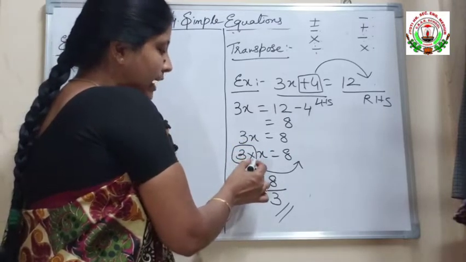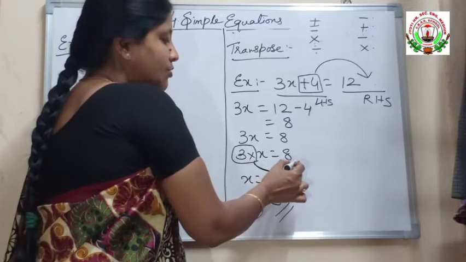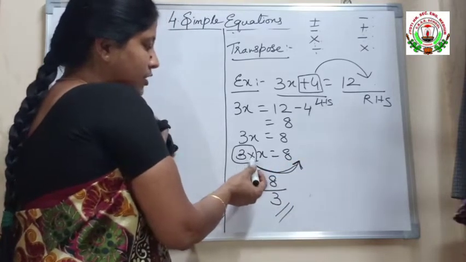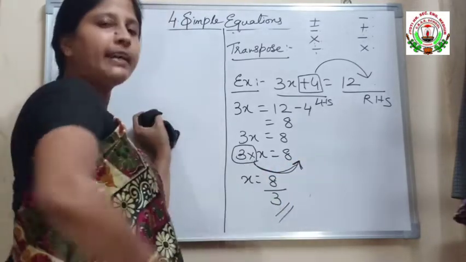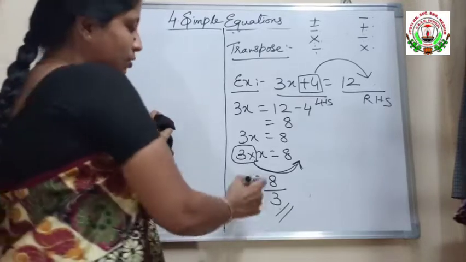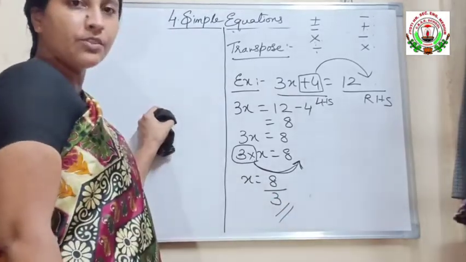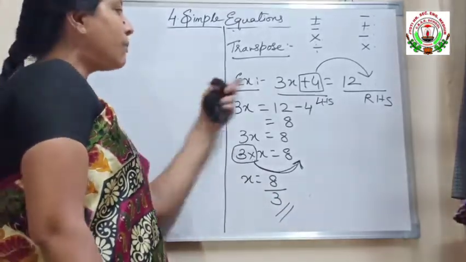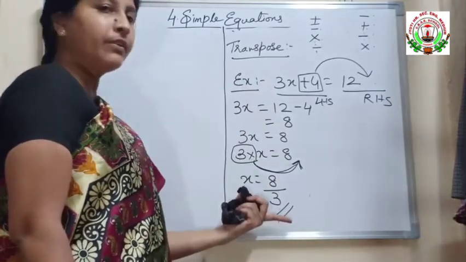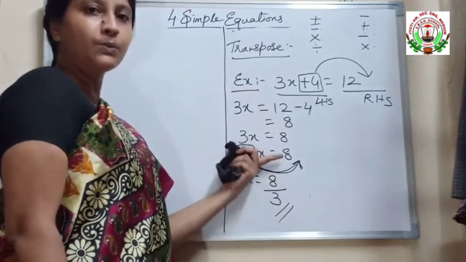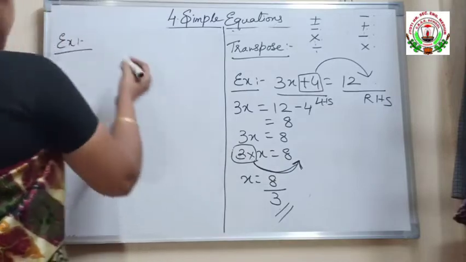So I have to transfer this 3x to the right hand side. Multiplication is there, so on the right hand side it becomes divide. So x is equal to 8 by 3. This is your transpose form, how to find the value of the variable using the transpose form. See one more example.